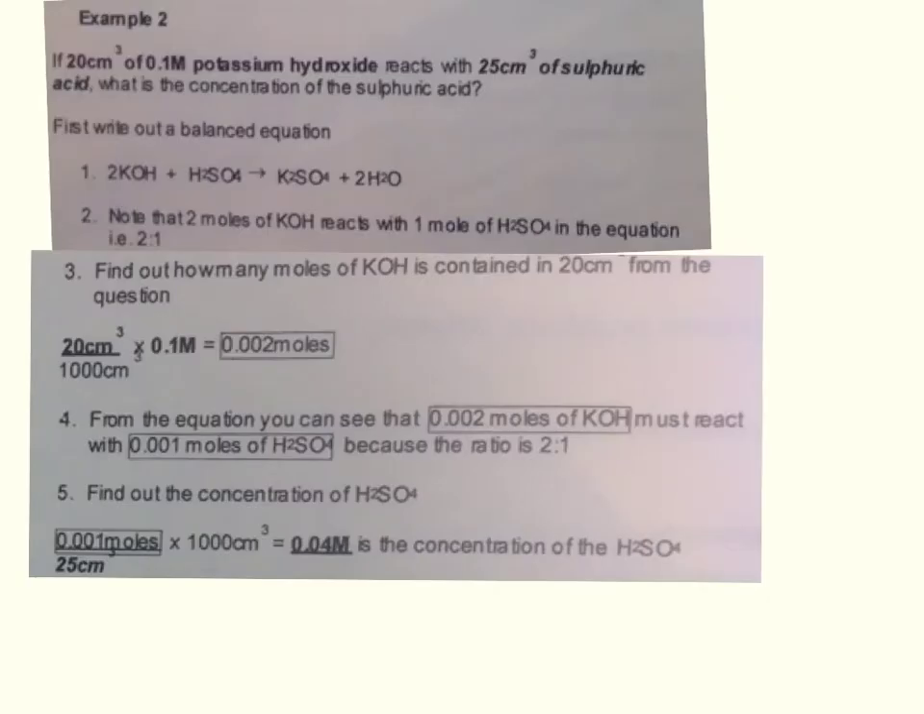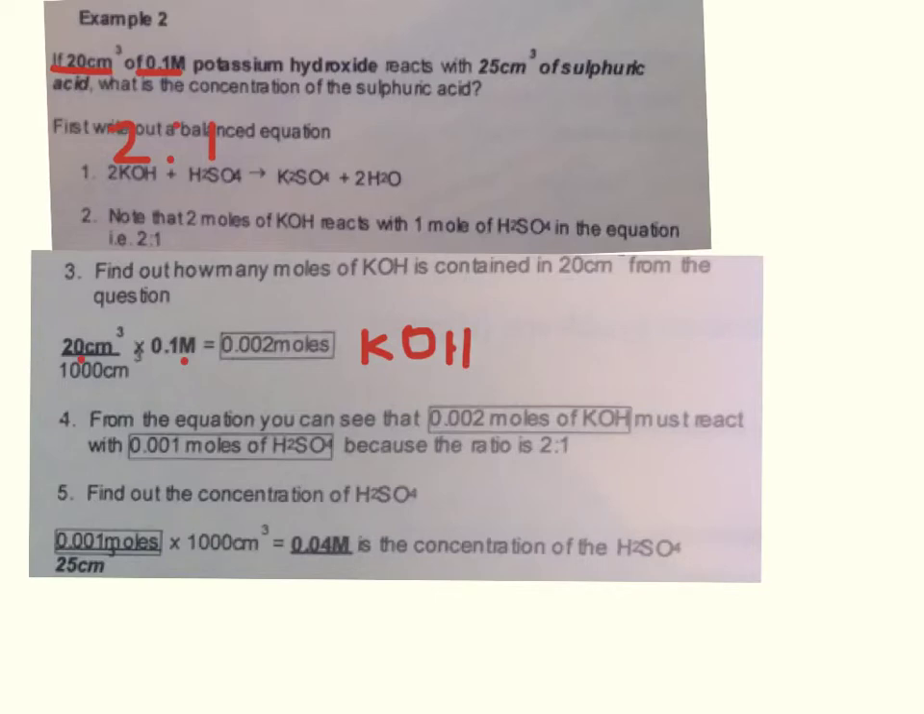In this example 2, we have a 2 to 1 ratio of alkali to acid, where you've got potassium hydroxide and sulfuric acid. So we've got a 2 to 1 ratio here. Let's write it there. And this time we do the same thing, where we have the volume of the alkali and the concentration of the alkali multiplied together, divided by the volume of 1,000 centimeters cubed, so we get 0.002 moles of potassium hydroxide.